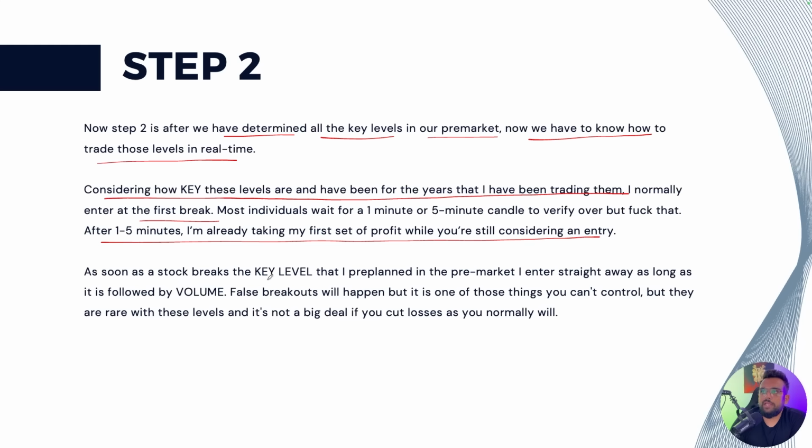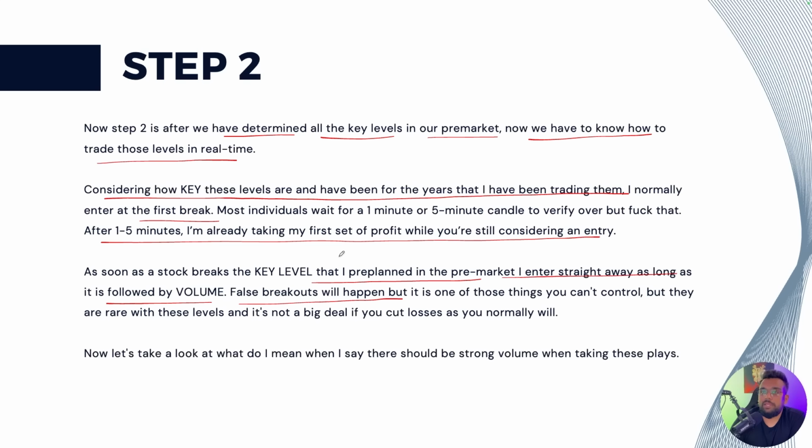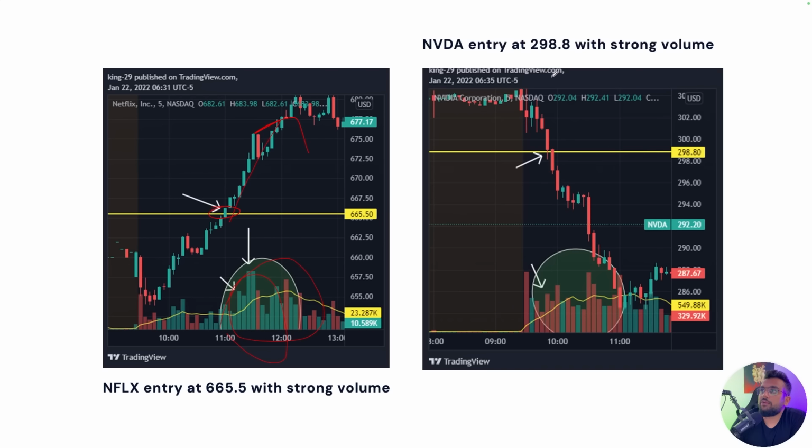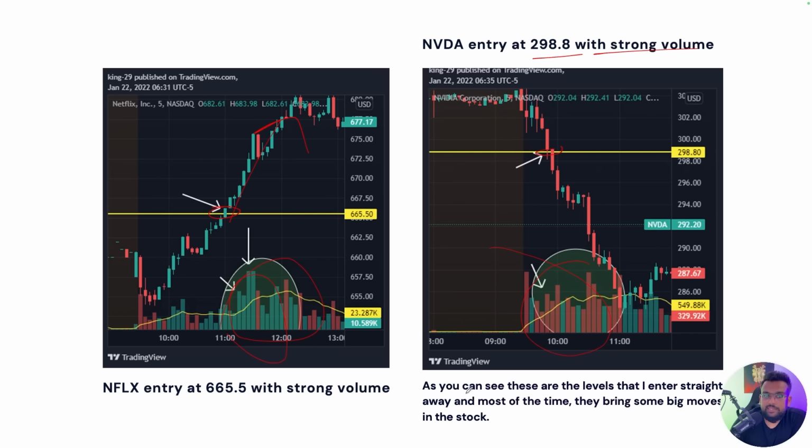As soon as the stock breaks the key level I pre-planned in the pre-market, I enter straight away as long as it's followed by volume. False breakouts will happen, but it's not a big deal if you know how to cut stop loss. Okay, so now take a look at how this would have gone. Now Netflix, entry at 665 with strong volume, right? Boom, look at the volume, big move, right? Nvidia, entry at 298 with strong volume, look at this, volume went up, right? And these examples are very, very simple, man. This is like I enter straight away.